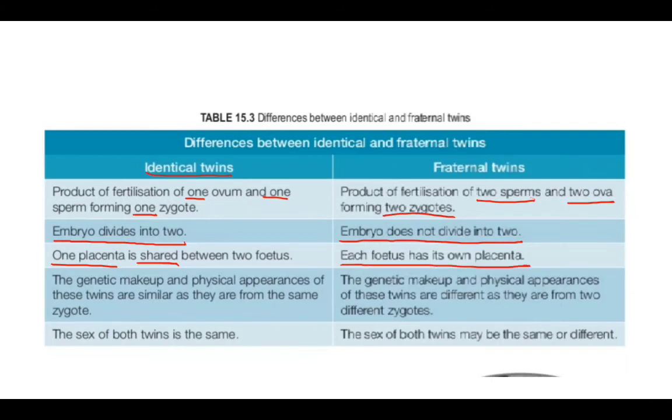For identical twins, the genetic makeup and the physical appearance of the twins are similar as they are from the same zygote, and the sex of both twins is the same. For fraternal twins, the genetic makeup and the physical appearance are different because they are from two different zygotes, and the sex of both twins may be the same or different.